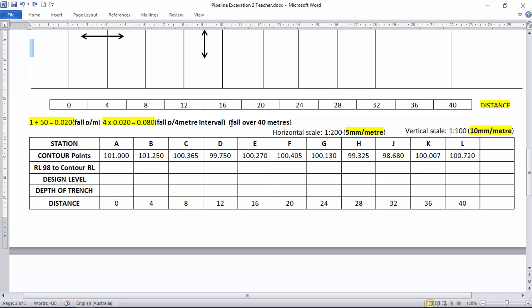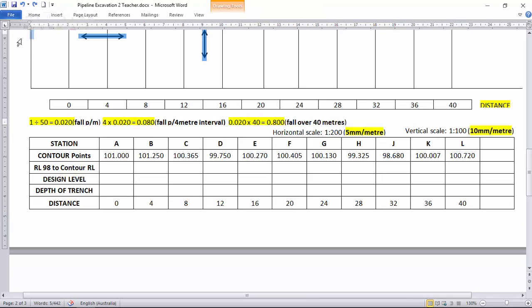We then need to determine our fall over the 40 metres, so we simply take our 20 millimetres and times it by 40 and that gives us 800 millimetres of fall over the 40 metres.